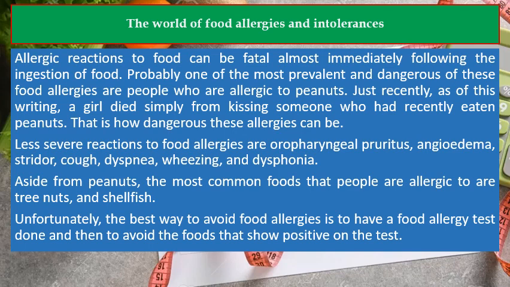Less severe reactions to food allergies are oropharyngeal pruritus, angioedema, stridor, cough, dyspnea, wheezing, and dysphonia. Aside from peanuts, the most common foods that people are allergic to are tree nuts and shellfish. Unfortunately, the best way to avoid food allergies is to have a food allergy test done and then to avoid the foods that show positive on the test.